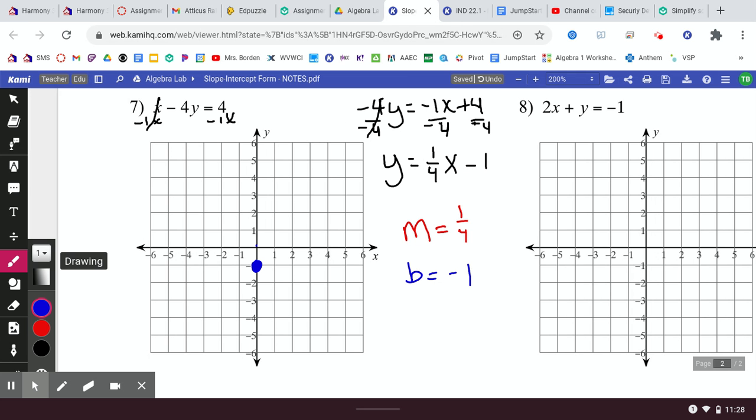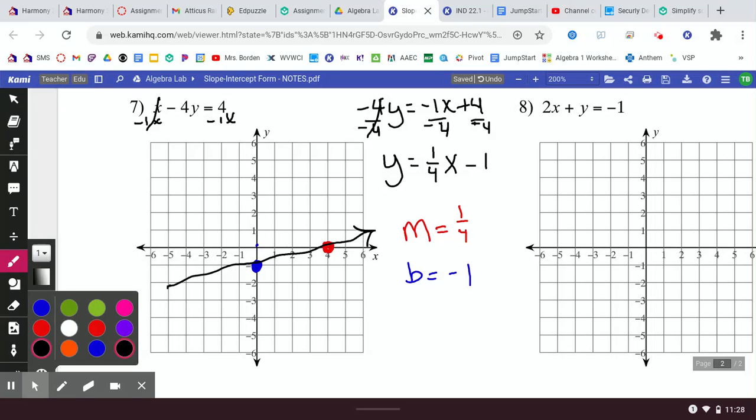There we go. I'm going to go up 1, over 1, 2, 3, 4. And so my slope puts my second point right there. Now, how many points do I need to graph a line? 2. I only need 2. So there's my line. I don't know if you guys have ever tried it, but Cami will not let you draw a straight line. It's a little warbly, but that's okay.